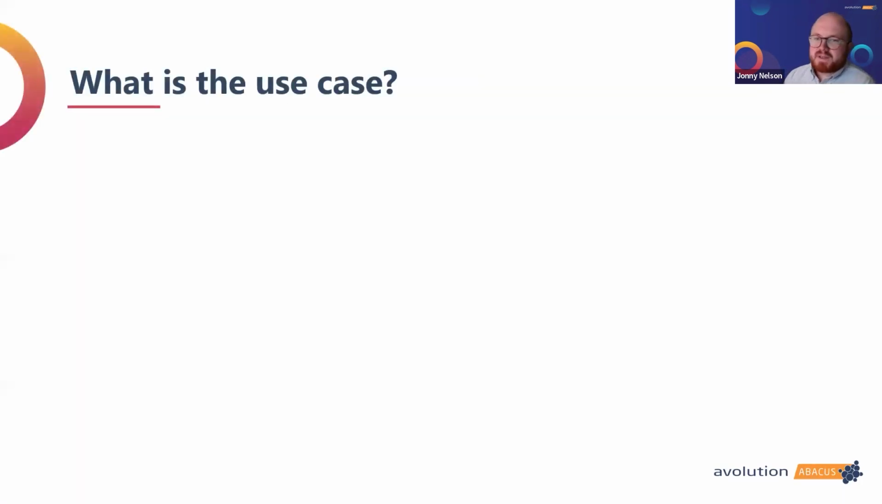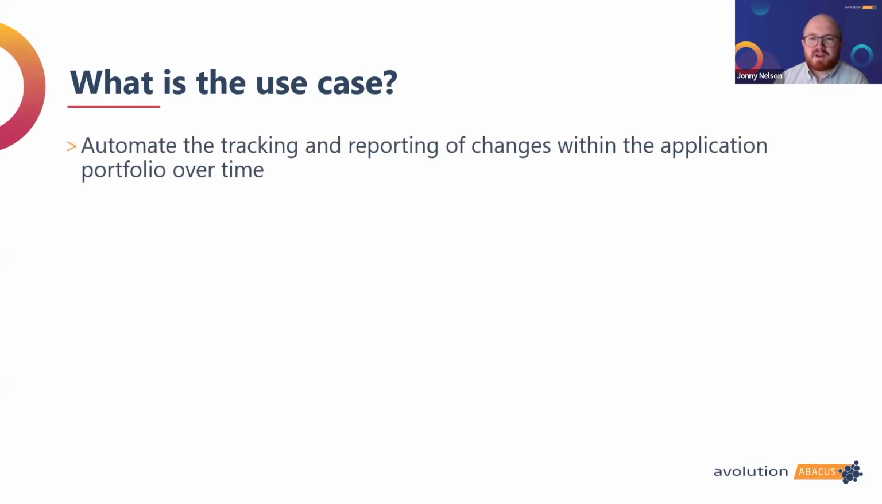So, to demonstrate some of this functionality, the use case I'll be basing the presentation around is the ability to track and report on changes within the application portfolio over time. In this case, rolling 30, 60, and 90-day periods. But obviously, the logic can be used or amended to cover any time frame that you choose. Equally, it doesn't have to just be the application portfolio.